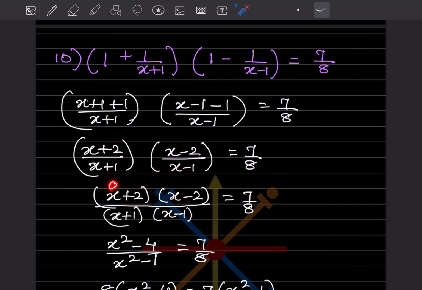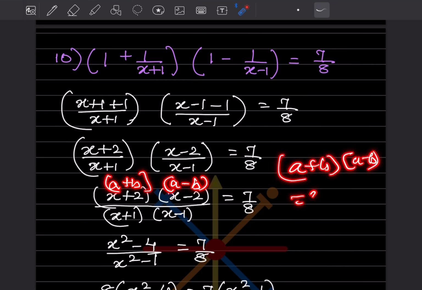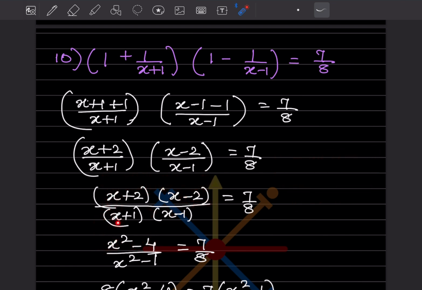Now you can see this is in the form of a plus b and this is a minus b. You know the formula for a plus b and a minus b, that is a square minus b square. You should be thorough with these formulas. So a square means this will be x square, and b square, that is minus, 2 square will be 4. Same for the denominator. This will be x square and this will be minus 1. That will be 7 by 8.